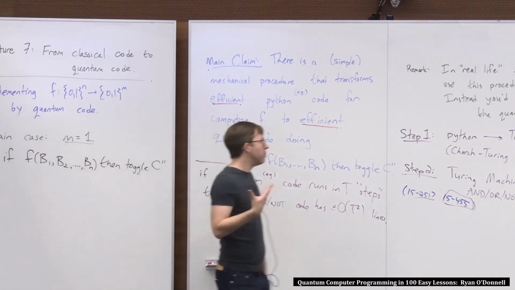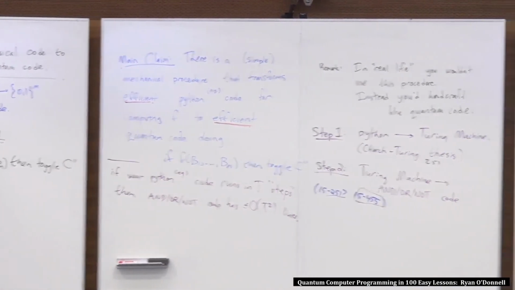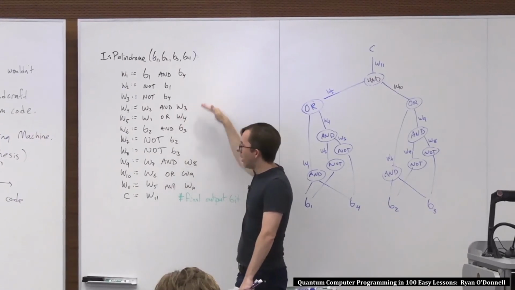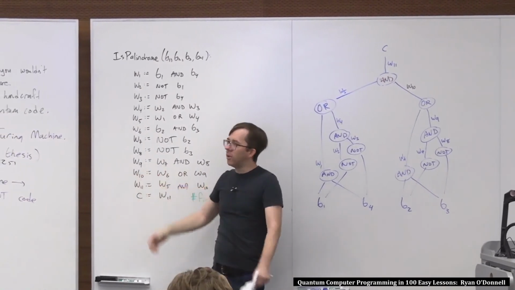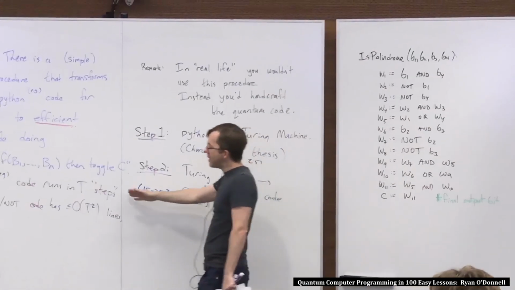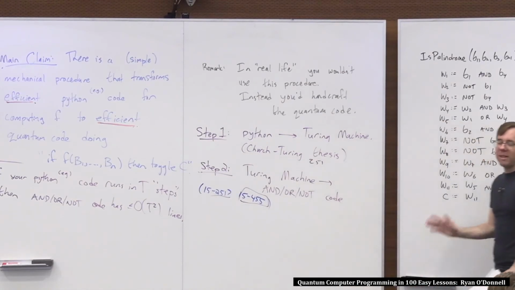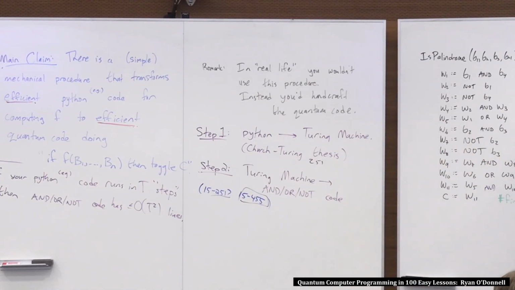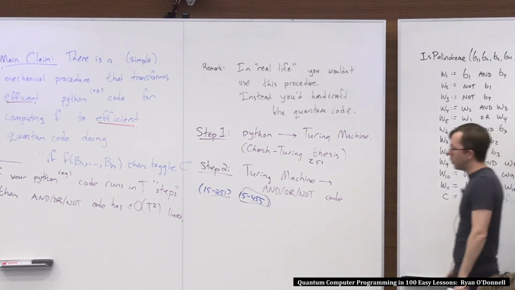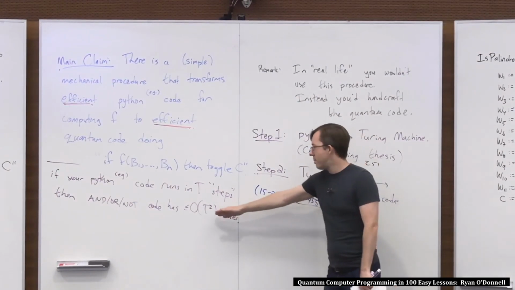I'll just tell you as an empirical fact, if in real life you handcraft some AND/OR/NOT code to compute a function f, usually, if your Python code runs in T steps, you'll make AND/OR/NOT code that has order T lines, or maybe T log T lines. So it's usually even more efficient than this. But this is an absolute worst case upper bound. And still we don't really mind this.